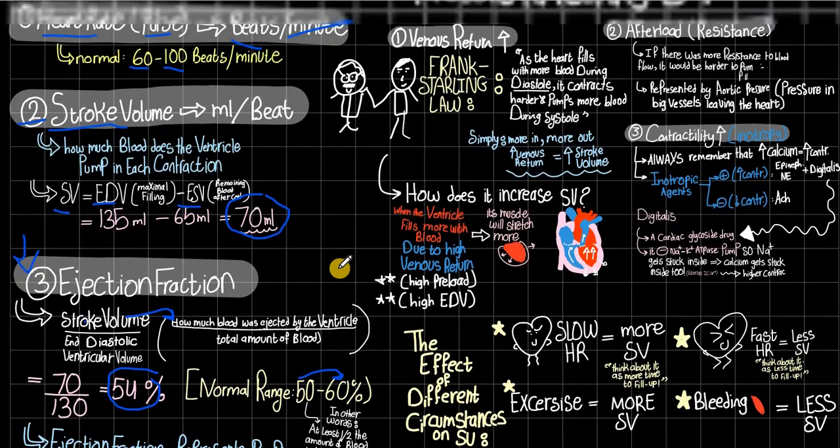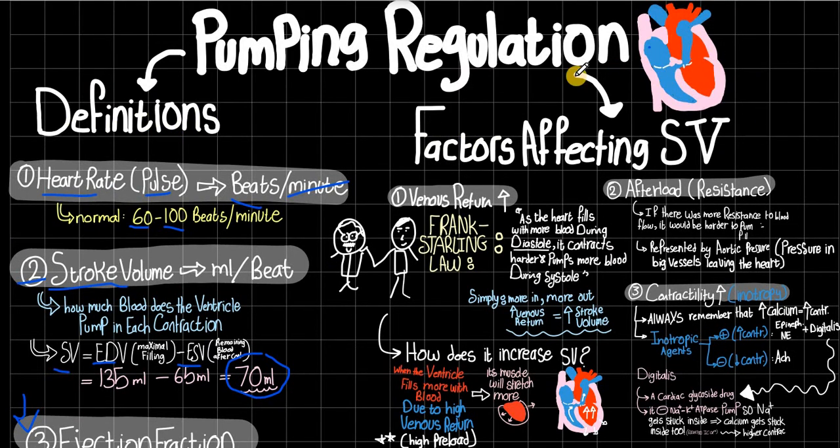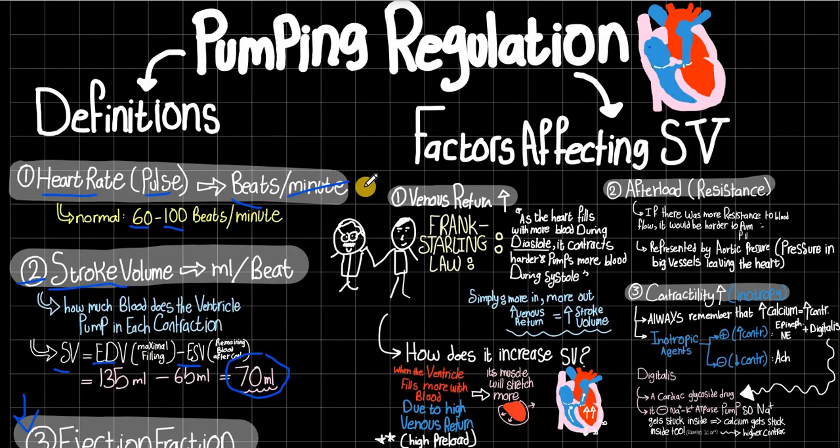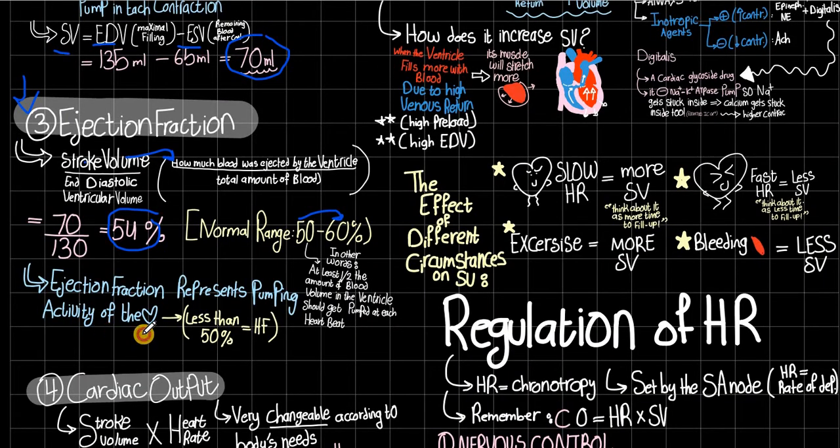When I say that a normal range of ejection fraction is 50 to 60%, this means that at least half the amount of blood volume in the ventricle should get pumped at each contraction. What does that mean? This means that if the ventricle is not contracting properly, it will pump less than half of the volume of blood it contains, and then we'll consider that as heart failure. So if the ejection fraction was less than 50%, this patient has heart failure.